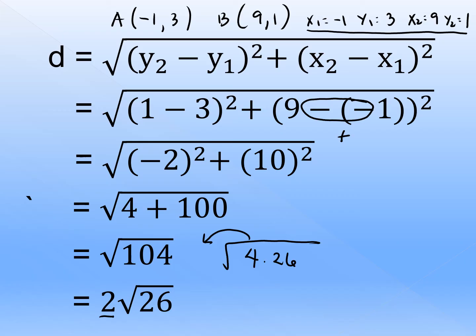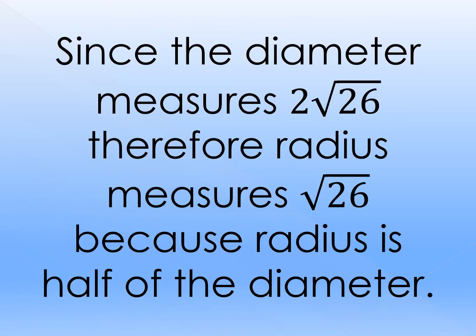Okay. Since the diameter measures 2 square root of 26, therefore the radius measures square root of 26, because the radius is half of the diameter. Again, the radius is half of the diameter. Since the diameter measures 2 square root of 26, dividing this by 2, we have square root of 26. Now, we already have the value of the radius.